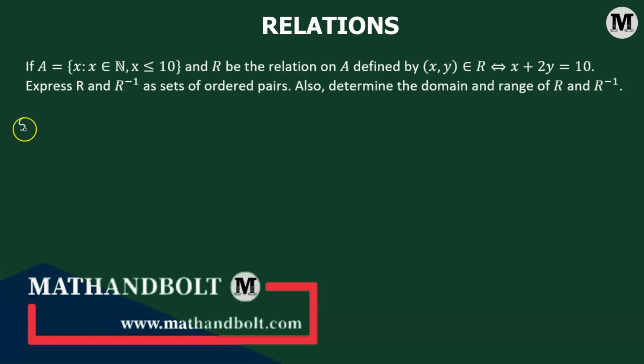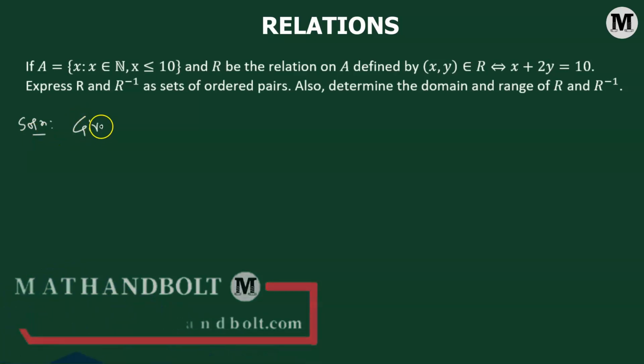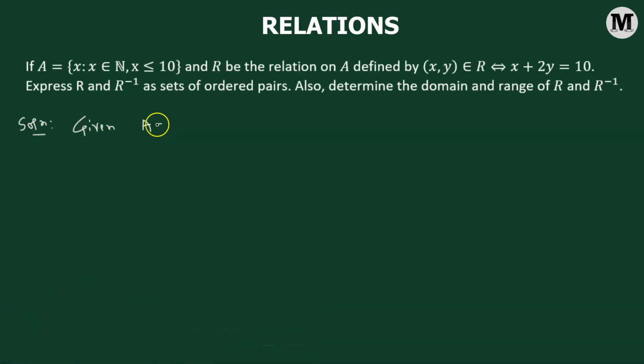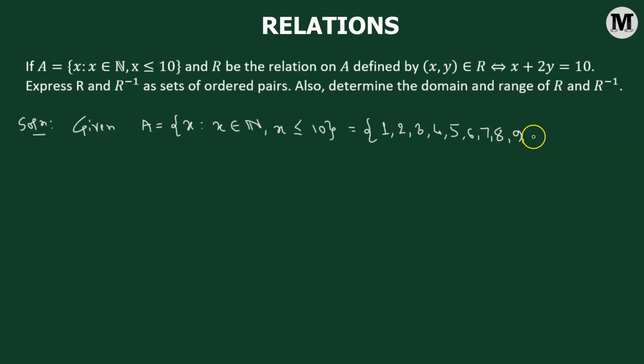Okay, let us begin. So here we'll start with the given set A. We are given the set A, which is a set containing the element x, such that x belongs to the set of natural numbers and x is less than or equal to 10. That means we have the first 10 natural numbers. So we have set A containing the elements 1, 2, 3, 4, 5, 6, 7, 8, 9, and 10. Okay, so this is our set A.